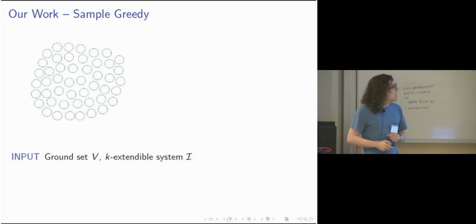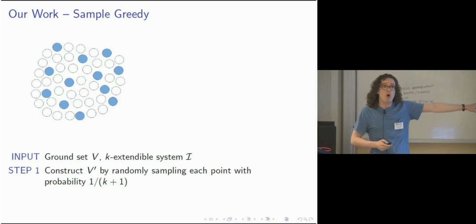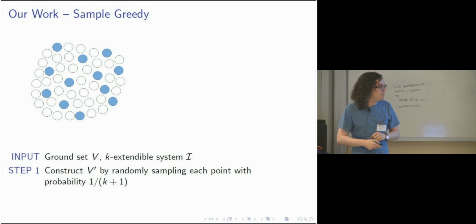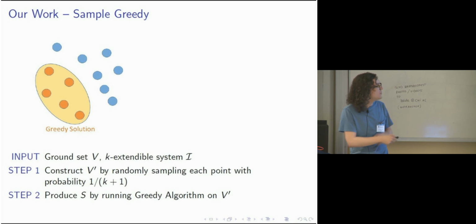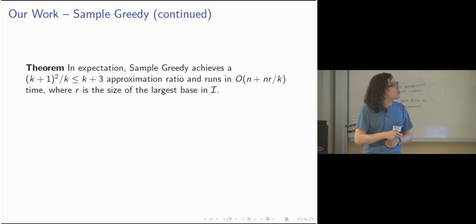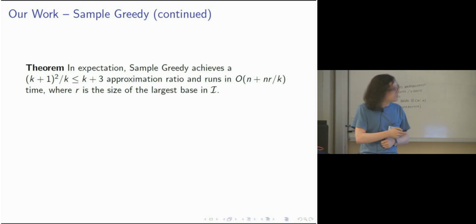So what is this algorithm? It's essentially just start with your ground set V. We're going to obtain a smaller ground set V prime by independently sampling each point with probability 1 over k plus 1. And then we're just going to run the greedy algorithm on this sub-sampled set. In expectation, we show that this achieves an approximation ratio of k plus 1 squared over k, that is smaller than k plus 3, and it runs in nearly linear time.